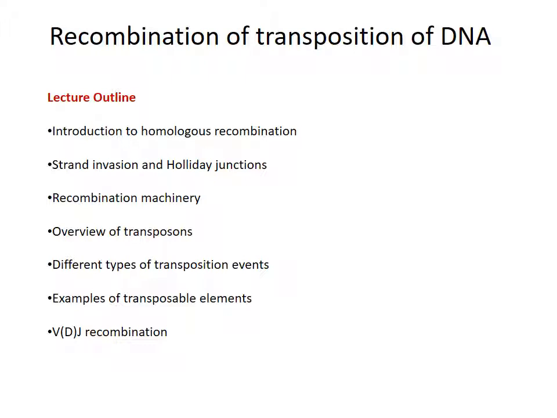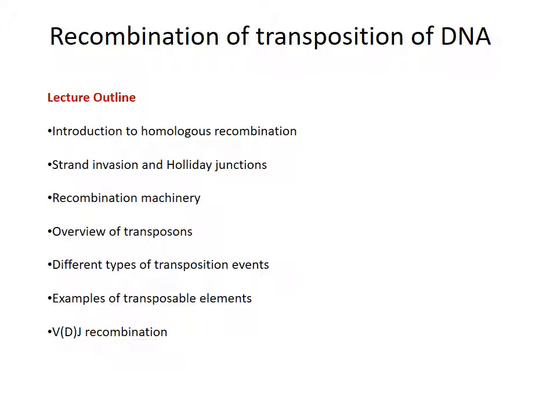So we'll be discussing the different types of transposition events, focusing particularly on those transposable elements that look quite similar to protein coding genes, focusing on LINEs as an example of one of those eukaryotic specific transposable elements, and finishing with an example of how evolution has co-opted transposition as a mechanism to enable the generation of antibodies in B cells as part of the adaptive immune response.